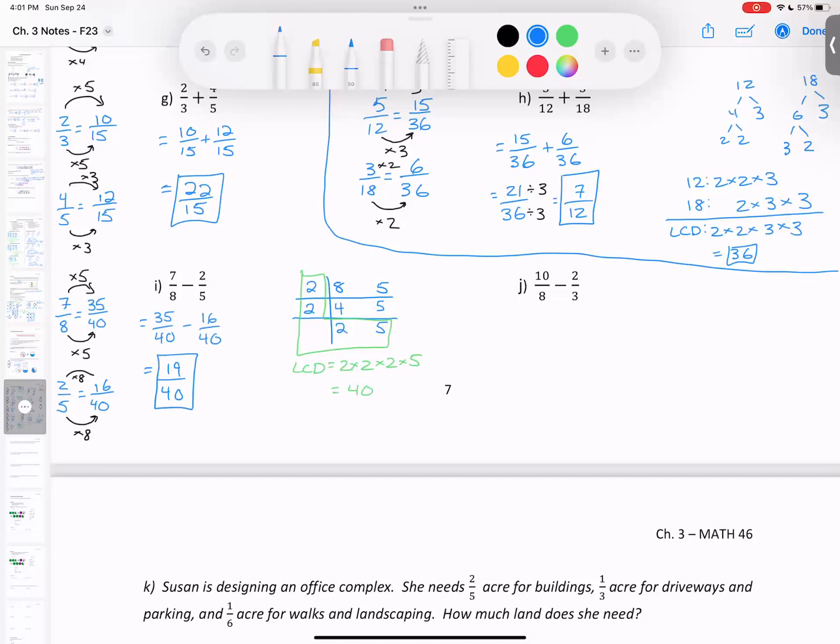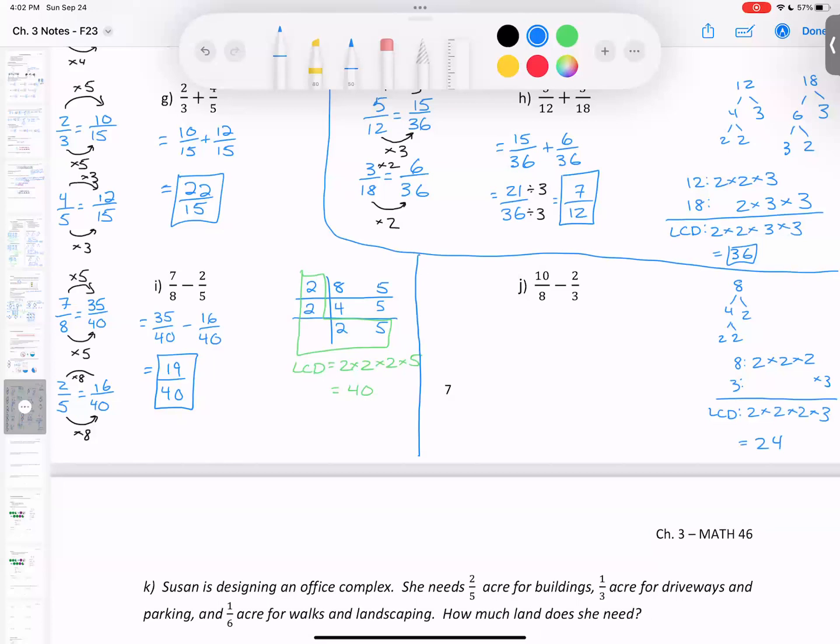Okay, last one. We've got denominators of 8 and 3. So let's do the tree method. So we've got 8 is 4 times 2, 4 is 2 times 2, 3 is already prime. So if I do my chart, I'm going to find they have no factors in common. 8 is 2 times 2 times 2. 3 is already prime, it's just a 3. And so our LCD here is going to be 2 times 2 times 2 times 3, which is 8 times 3, or 24.